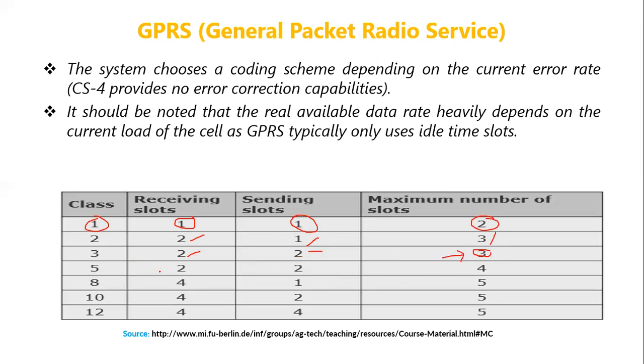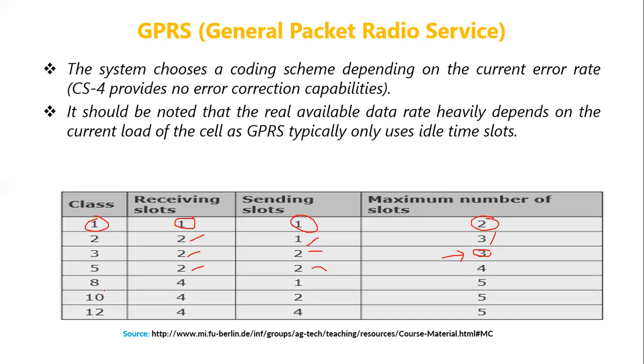So if it is receiving in two slots, then it should send in one slot. Or if it is sending in two slots, it should receive in one slot. Somewhere it should compromise because it is controlled by the maximum number of slots. Similarly, if you see here, the device of class 5 can receive in two slots and it can send in two slots, and the maximum slot is 4.